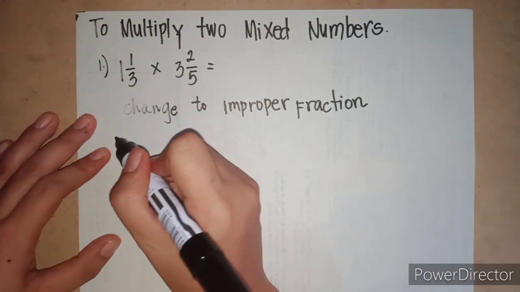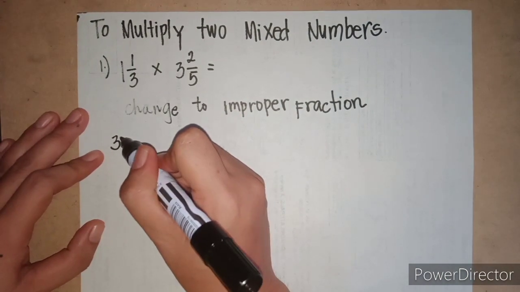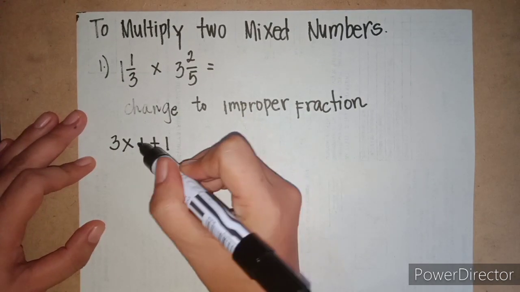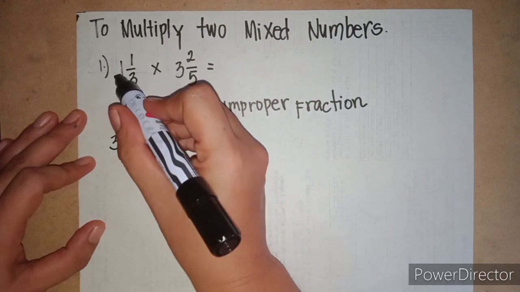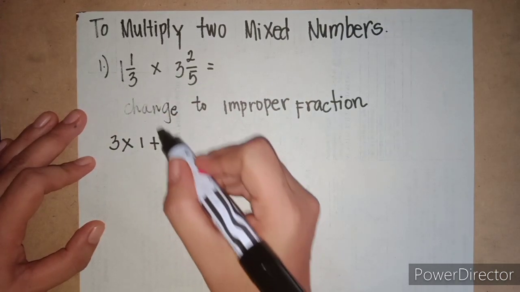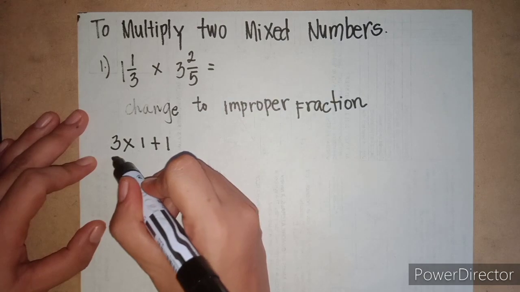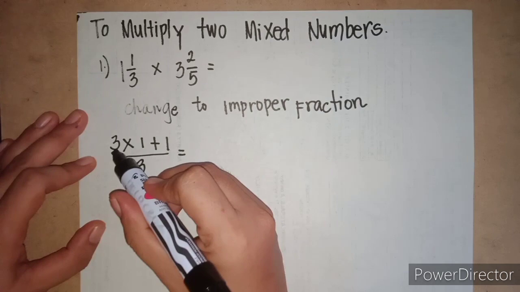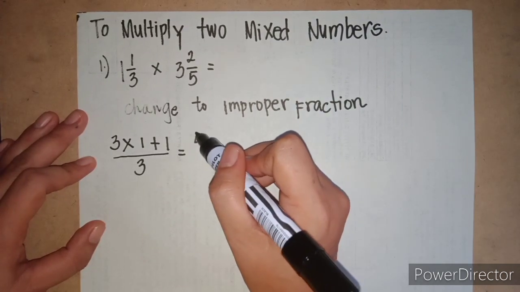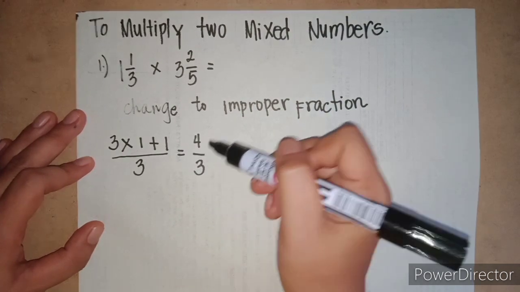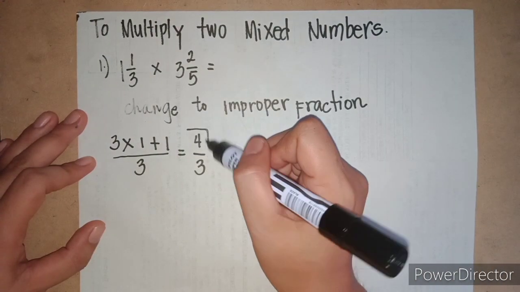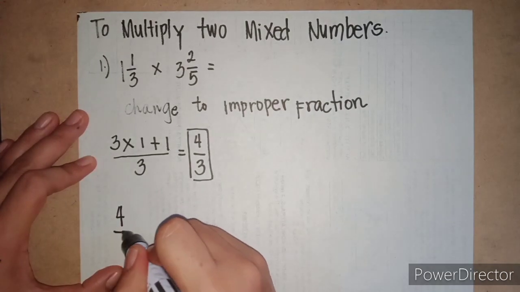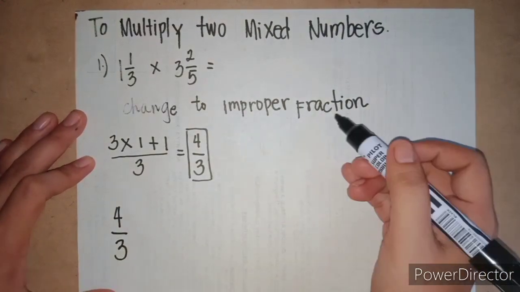In this example, we have 1 and 1/3. It becomes 3 times the whole number 1 plus the numerator 1, again, 1 is the whole number and this 1 is the numerator, all over the denominator 3. Okay, 3 times 1 is 3 plus 1 equals 4 over 3. So, 4 over 3 is the first improper fraction. Then we will write 4 over 3.